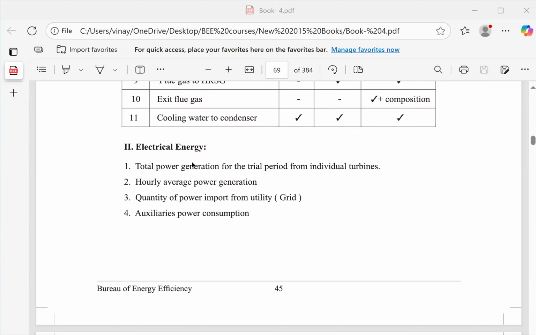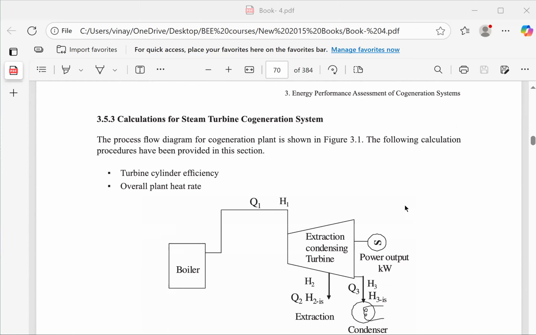The electrical energy, how do you measure? Total power generation for the trial period, that is the test period, hourly average power generation, quantity of power input from utility, auxiliary power consumption. So you are taking a mass and energy balance. What you are doing in a performance test is a mass and energy balance for all parameters.